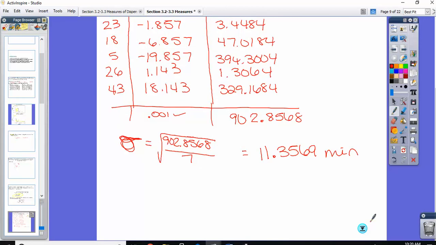So that's essentially the spread of our data. The larger that number, the more spread out it is. A small standard deviation means all the values are fairly close to one another. A large standard deviation tells you they're very spread out. Okay.